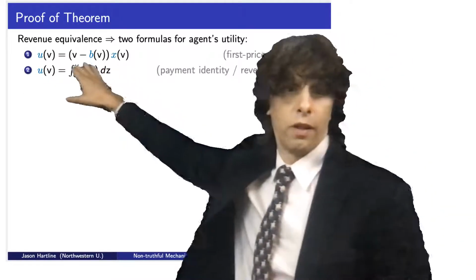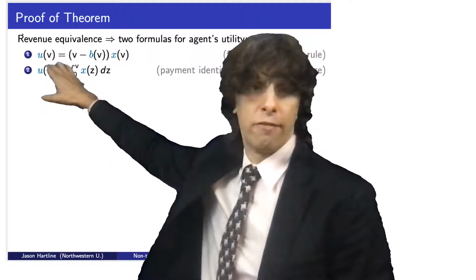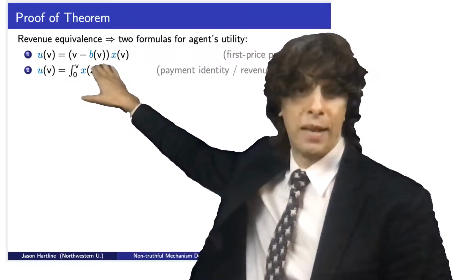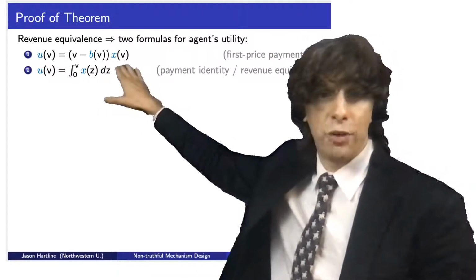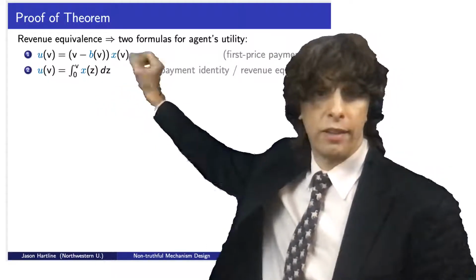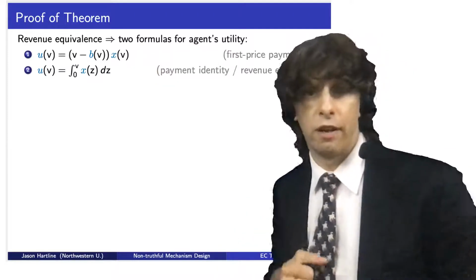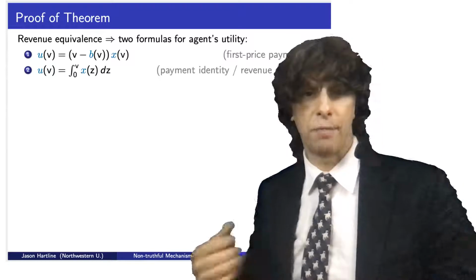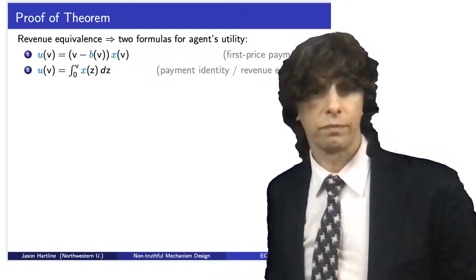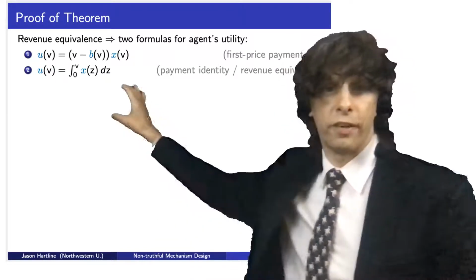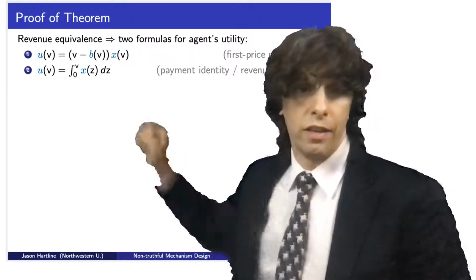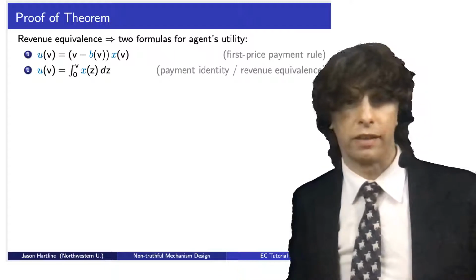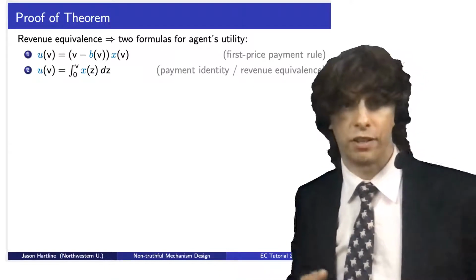Okay, so the first equation for utility is the following. The utility of an agent with value v is equal to their value minus their bid times the probability they win with value v. Okay, this comes directly from the definition of a first price auction. In a first price auction, your utility is your value minus your bid times the probability you win. Great. The second equation for utility is just the equation coming from the payment identity, which is the utility's area underneath the allocation curve.